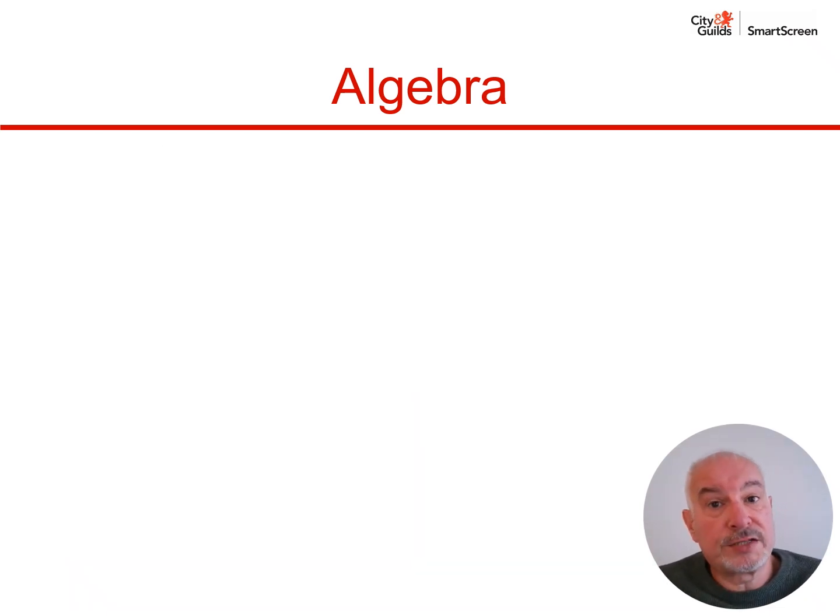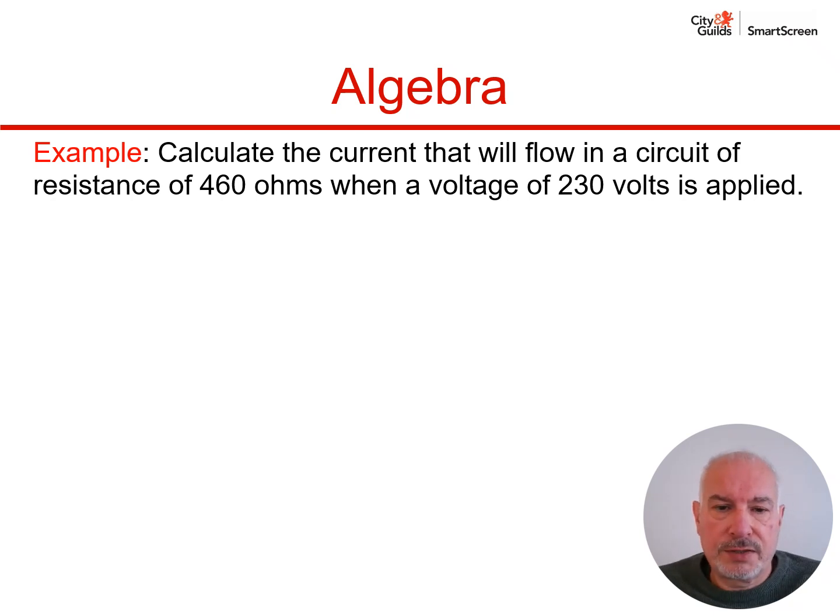Let's work through an example. This is perhaps a typical exam question. Calculate the current that will flow in a circuit of resistance of 460 ohms when a voltage of 230 volts is applied. Now before we get into it, I appreciate that can look quite complicated to start with, but you do get used to it.